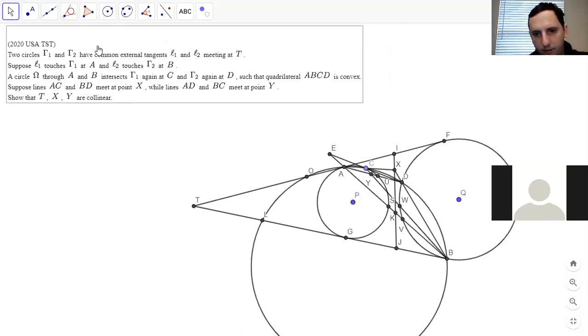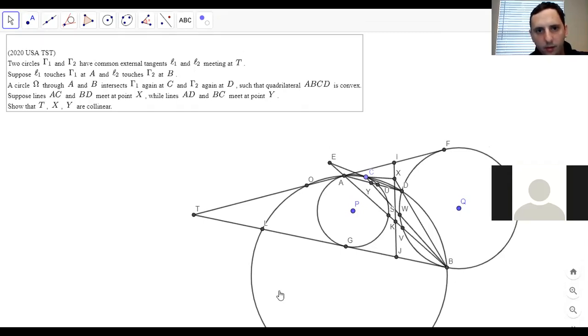Okay, so let's see, did we ever use point E? We don't need point E in my solution.